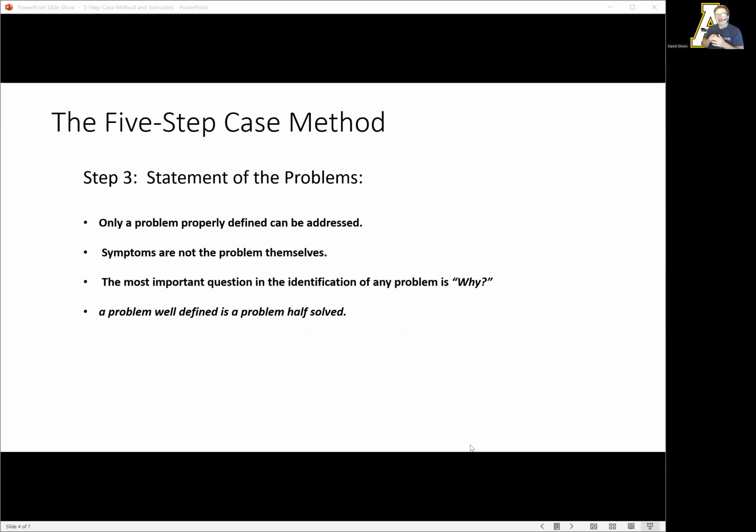Remember, only a problem properly defined can be addressed. And remember, symptoms are not a problem of themselves. And remember, the most important question in the identification is why. And remember, a problem well defined is a problem half solved. Define your problems well. Think about them.